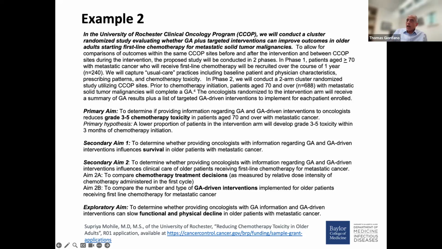So the primary aim is grade 3 to 5 toxicity. The secondary aim is survival. Maybe you can impact survival even if you don't impact toxicity. And then the second secondary aim is treatment decisions. And so you're getting smaller pieces of the outcome here, but that could be just as important. And then they have an exploratory aim, which is usually you use that phrase, an exploratory aim, when you don't have preliminary data, or you won't have sample size, but you want to get some information about something.